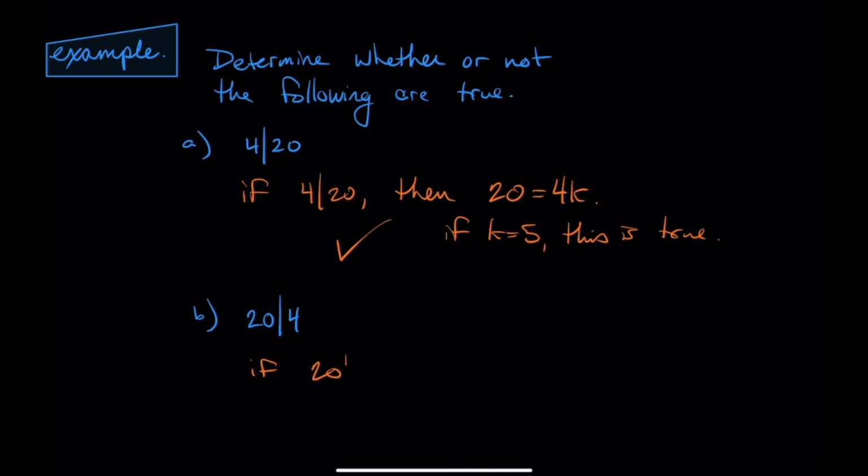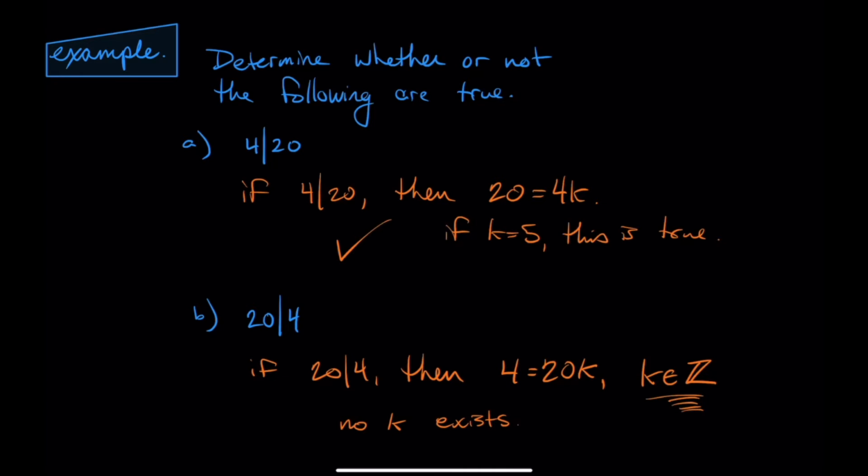Secondly, if 20 divides 4, that means that we can write 4 as 20 times an integer. And there's no k that makes that work. So in this case, we would write 20 does not divide 4. So we'll still use that same line, but we'll cross it out.